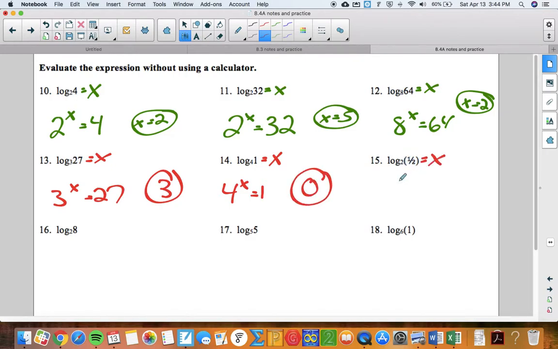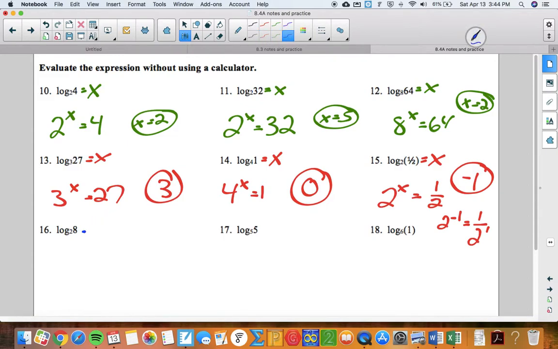2 to the what equals 1/2. It'd be a -1 because 2 to the -1, you have to move that to the base and the negative exponent to the opposite side of the fraction bar. It becomes 2 to the +1 on the bottom, which simplifies just as plain old 1/2.